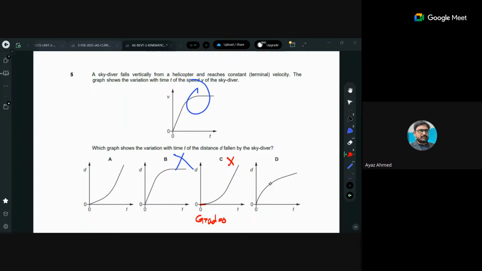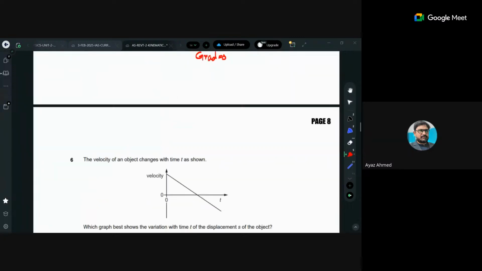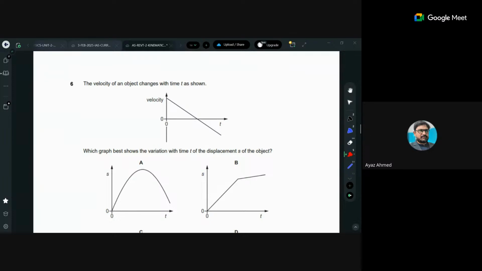In this one, the gradient decreases. When the gradient decreases, it is the deceleration graph. Is this point clear to everyone? That is why it is gone. Because the parachutist accelerates, its gradient should be increasing in pattern. So option A is the right option. Should I move on?